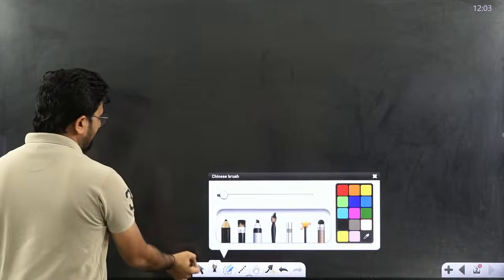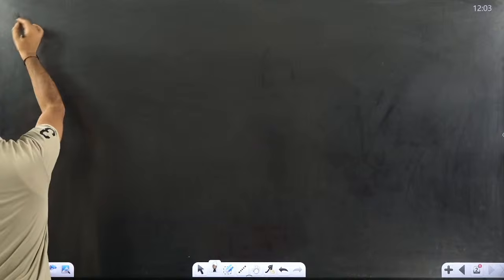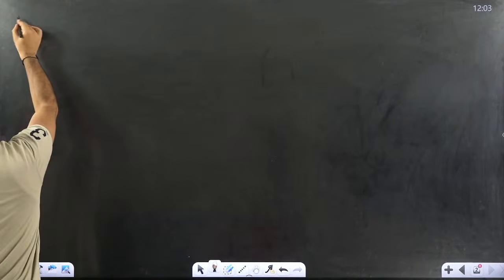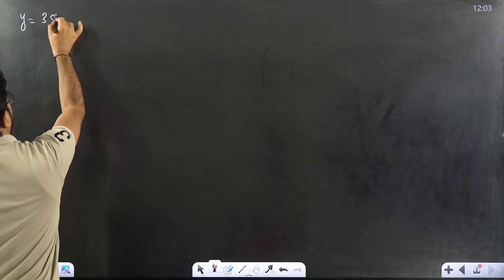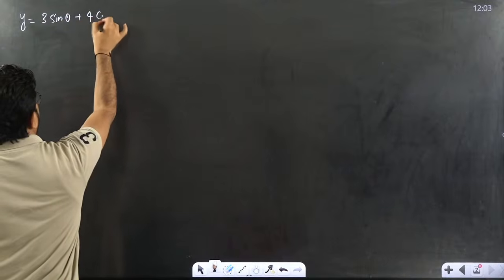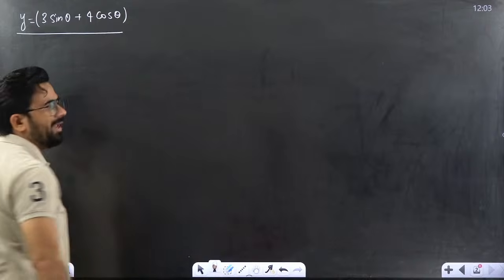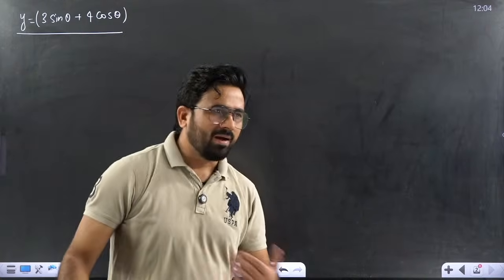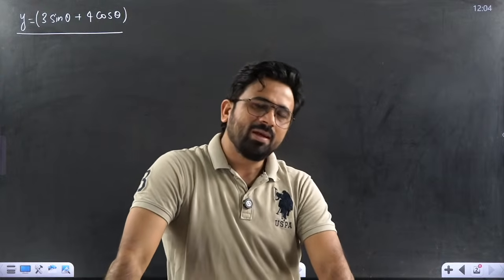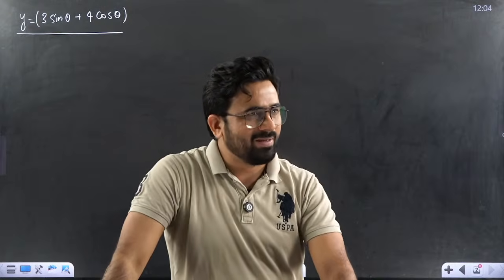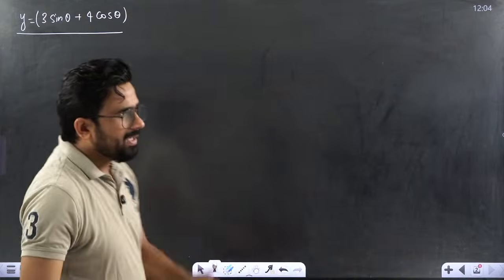Now I am going to start the simple part. Listen carefully. If I say y equal to, suppose, 3 into sin theta plus 4 into cos theta, this value is given to you and we want to calculate the minimum value and maximum value. This type of question is always asked in the paper, so we have to understand how to solve it. Minimum value or maximum value we want to calculate. Clear?